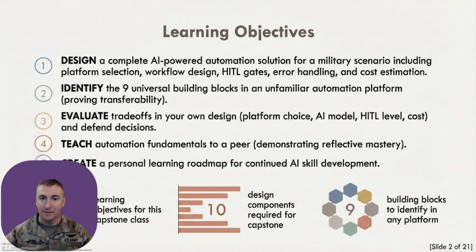5 objectives. Every one requires you to produce something, not recall something. Design a complete AI-powered automation solution. Identify the 9 building blocks in a platform you have never touched. Evaluate your own trade-offs and defend them. Teach automation to a peer, and create a personal roadmap for what comes after this course. Notice the verbs: design, identify, evaluate, teach, create. That is Bloom's Taxonomy Level 6. Most courses never get past Level 2, and that is exactly what the Capstone Design Challenge tests.